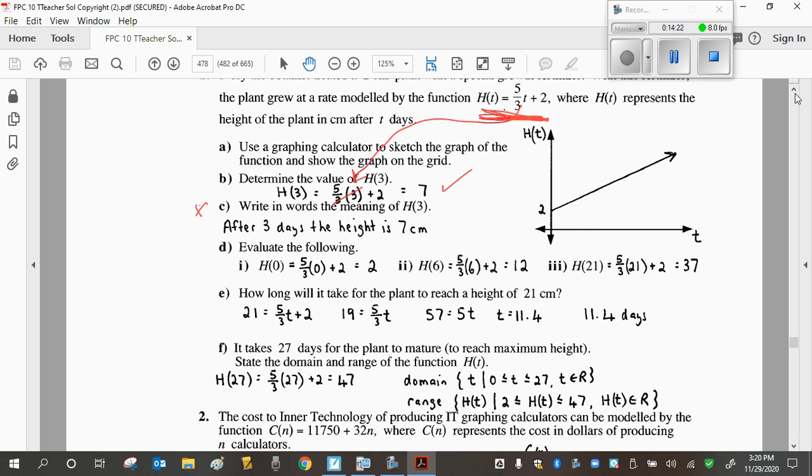Make sure you know how to write that in words, and make sure you write units, okay? H of 3 means the height after 3 days in this problem. I think the candle was in hours. And then what's h of 0 mean? That means the starting height. So if I ever ask you what's h of 0, that's the starting height. That's the height after 0 days. Doesn't really matter if it's 0.